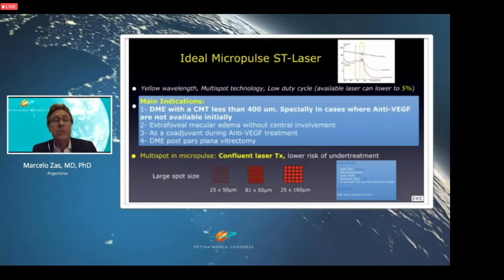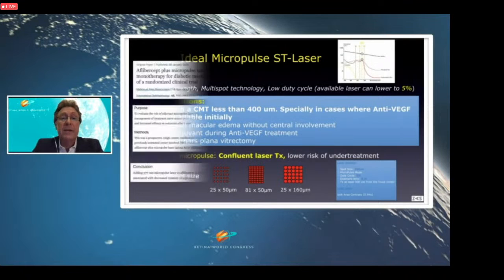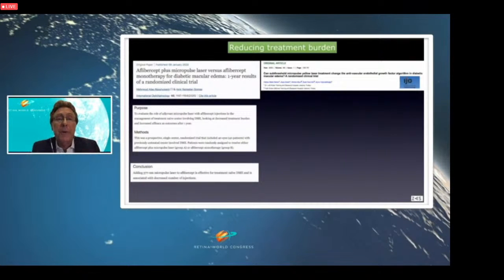Our main indications of micropulse laser are diabetic macular edema with central macular thickness less than 400, especially in cases, and we're going to discuss this in the panel, where anti-VEGF therapy is not available, or not accessible; in extrafoveal macular edema without central involvement; as adjuvant during anti-VEGF therapy; or in some cases of diabetic macular edema post-vitrectomy. The burden is a very hot topic.